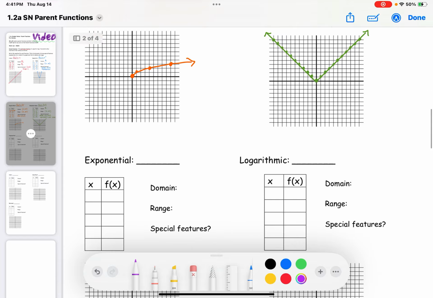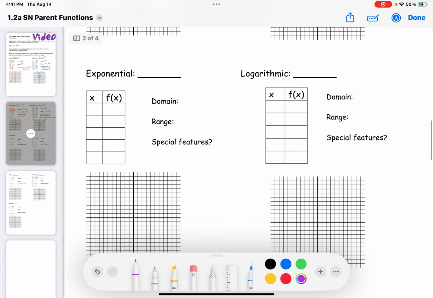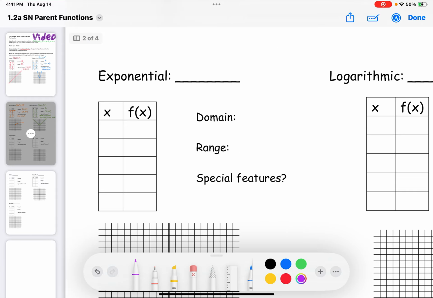Now, let's look at an exponential function. For an exponential function, f of x equals something to the power of x. We call that number a base to the power of x. Typically, we use 2 to the power of x as the parent function, but any base will work.